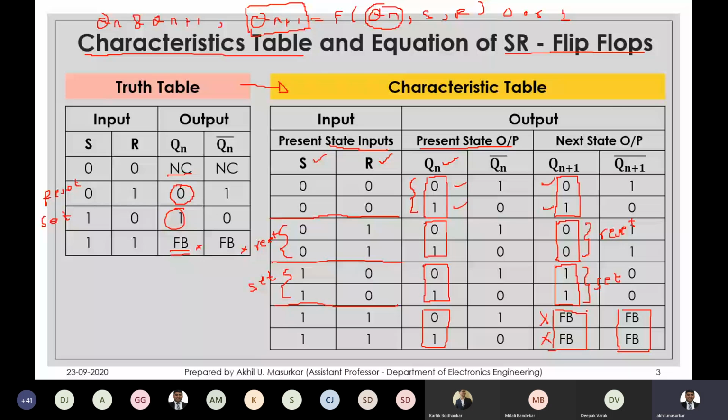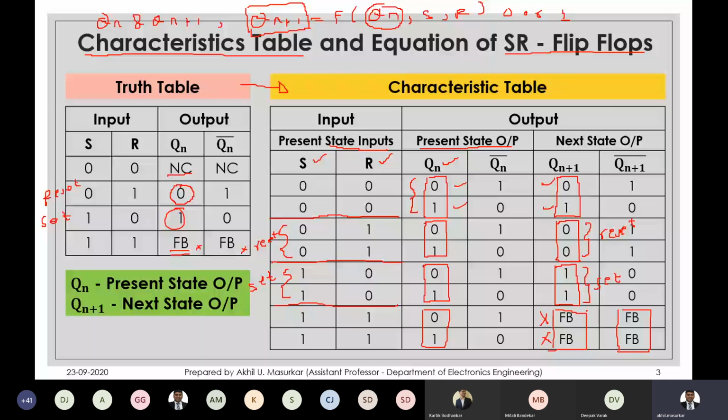Okay. So in my next slide, the characteristic table will still be there. So let us go to the next slide. I am just noting it down here that Qn is the present state output, and Qn plus 1 is the next state, n plus 1.